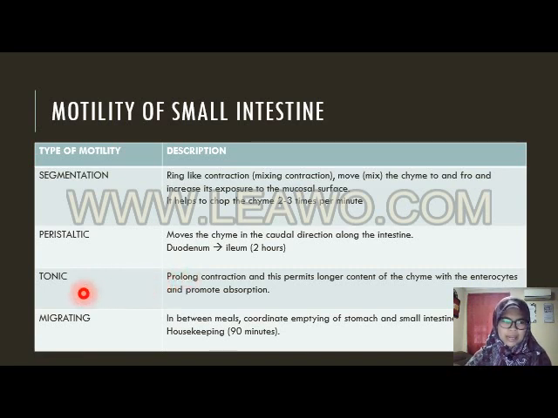Okay, and tonic motility is only present in the small intestine. It is a prolonged contraction, and this permits longer contact of the chyme with enterocytes and promotes absorption. And migrating motility takes place in between meals, and coordinates the emptying of the stomach and small intestine. So looking into this, we can see that the small intestine, because it's a long tube, about 6 meters long, needs several types of motility to actually move the food forward down the tract.